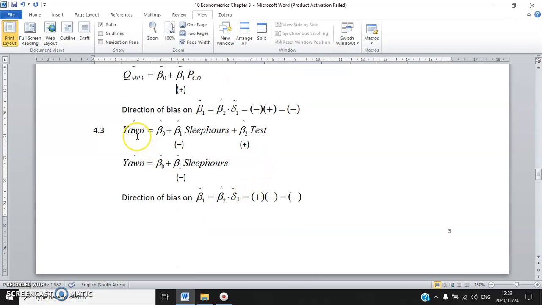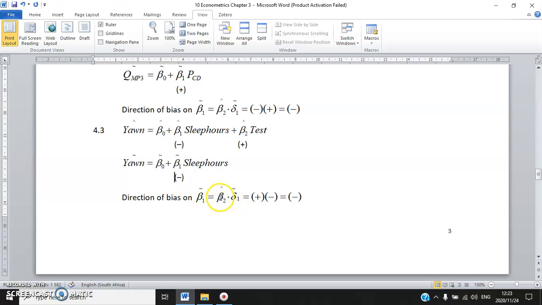Last one, the yawning frequency is explained by sleep hours. So if you sleep less, you are going to yawn more. So obviously a negative slope parameter. And then the number of tests, actually, if you have more tests, you are under stress, then you are going to yawn more in the daytime. So positive.